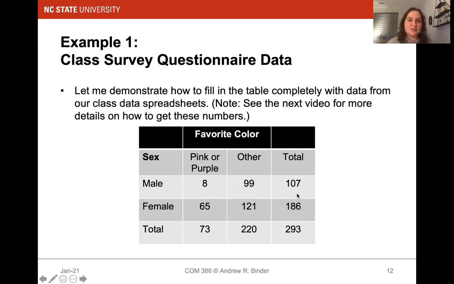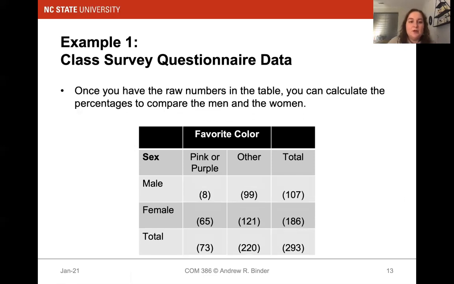So those raw numbers are different in and of themselves. You want to know the 8 out of 107 and 65 out of 186 and compare those percentages instead of just comparing the raw numbers. So you've got your raw numbers, you want to calculate your percentages. These are the totals, so total for male identifying participants, total for female identifying participants, that's going to be 100%.